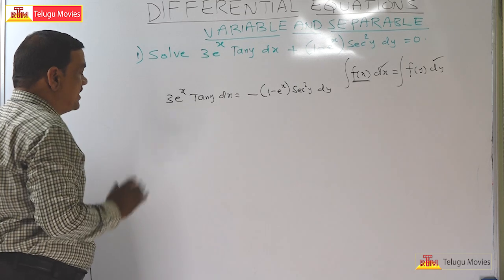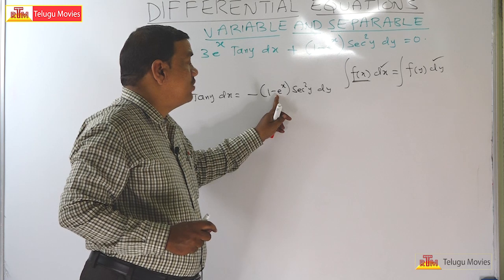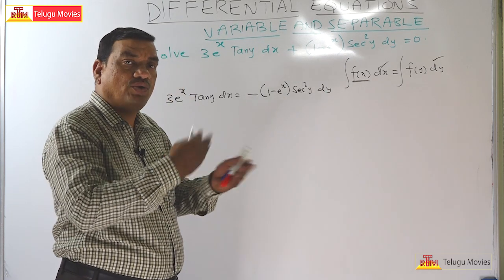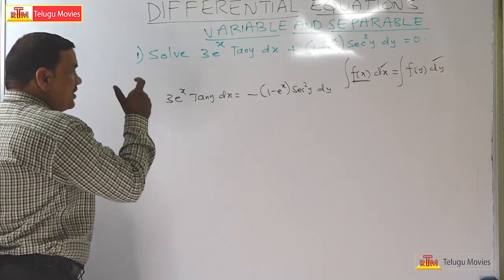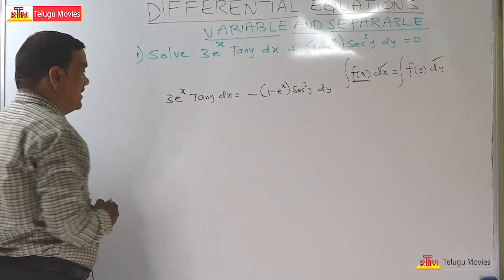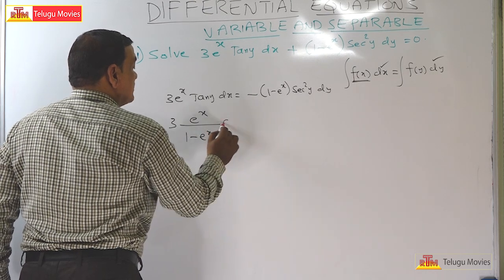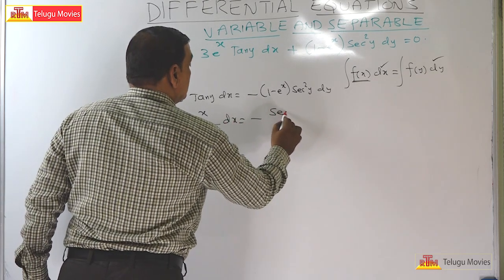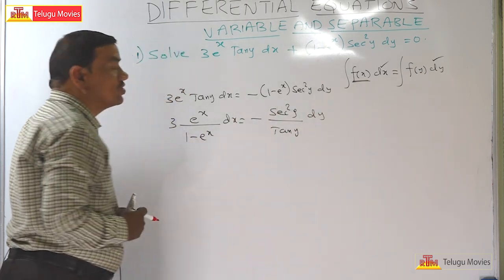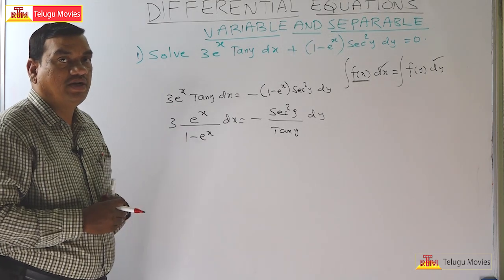Already e power x is there, so put e power x. We don't want tan y here, and we don't want 1 minus e power x on the dy side, because it is a dy. That's why you can adjust the terms like that. So take tan y to the right hand side and 1 minus e power x to the left hand side. So 3 e power x upon 1 minus e power x dx is equal to minus secant square y upon tan y dy. This is called the variable and separable method.